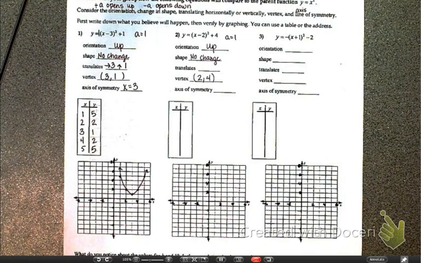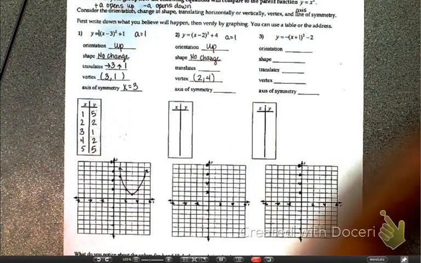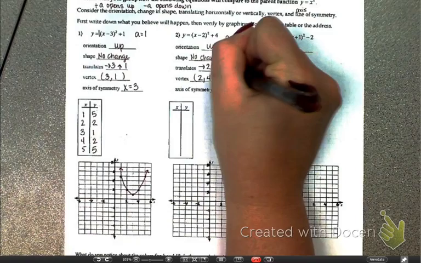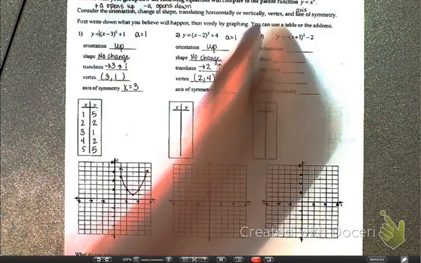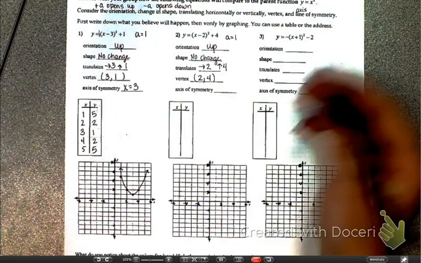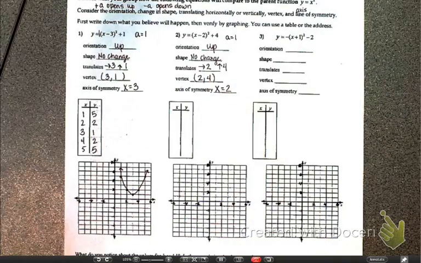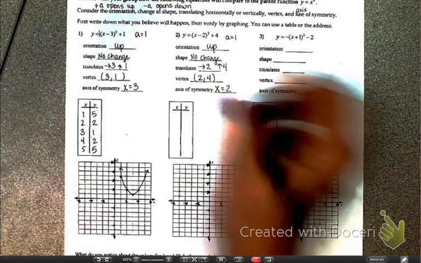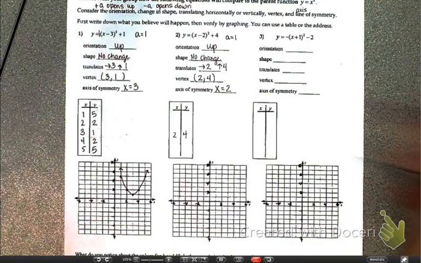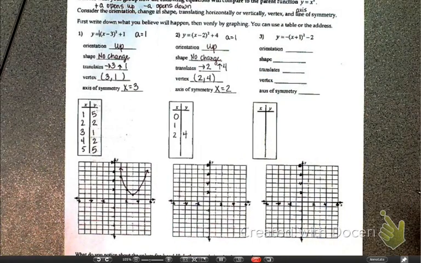Two. Okay, which means it translates which way, left or right? Right. Right 2, and up 4. And my axis of symmetry? X equals 2. Okay, my center point is 2, 4. What are 2 values below 2? 1 and 0, and 2 above?